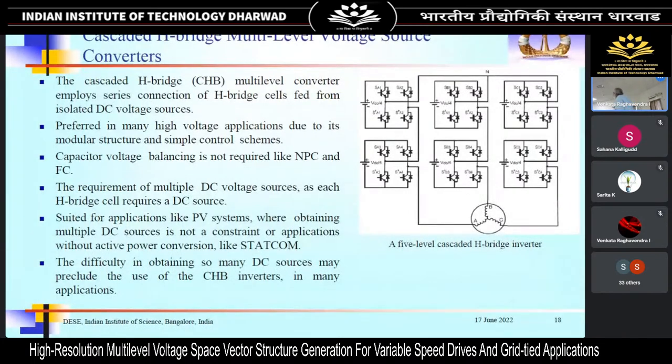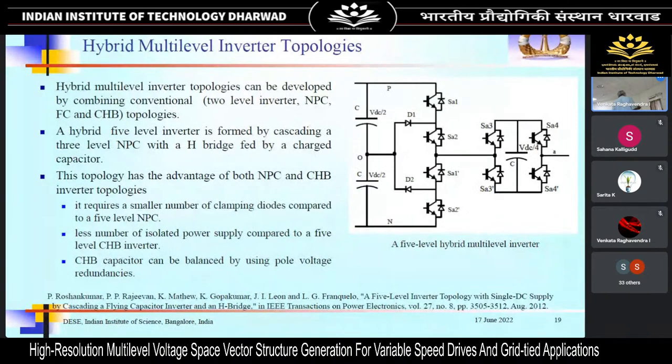Now, with more power supplies, we can generate more levels, and the switching between adjacent levels can make the average variation close to the same. But the question is, more levels means more power supplies. Can we do away with power supplies? Why do you require these power supplies here? To get a number of steps. Why do you require a number of steps? To suppress the harmonics.